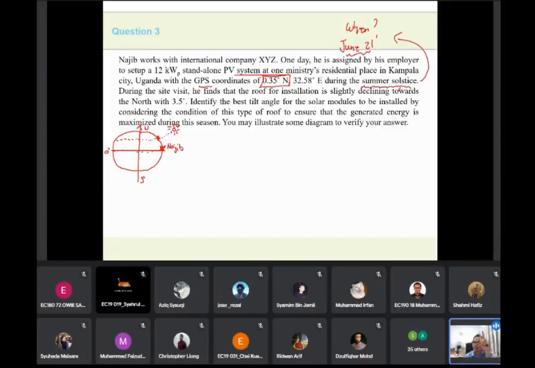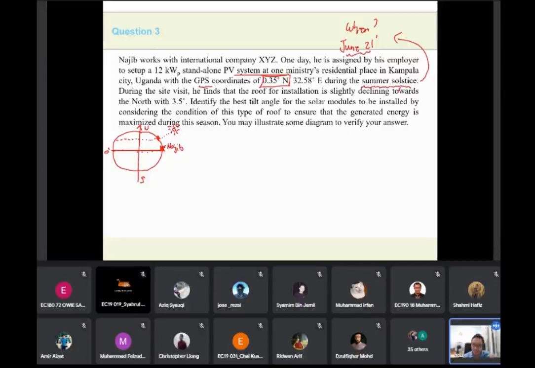Remember we have 2 equinoxes in 1 year. One is on March 21st and the other one is, when is it? September 21st. For the summer solstice, the northern hemisphere is experiencing the summer weather. We call it the summer solstice, on June 21st. That is the Tropic of Cancer. Now we know the location, and we hope we don't make mistakes.